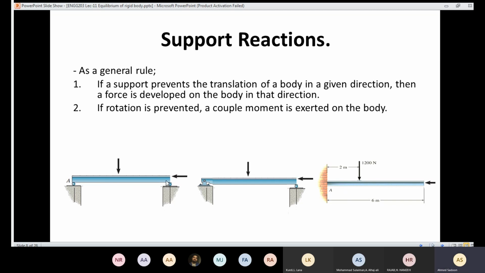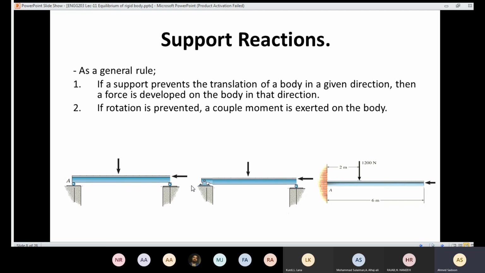It's like a small ball here. So if you have a small ball, and if you apply a force here, then the body is going to move in that direction. That means the roller is not going to provide reaction in that direction. But if I apply a force in this direction, and I have a roller, then the body is not going to move down because of that roller. So in that case, I have reaction in the opposite direction.